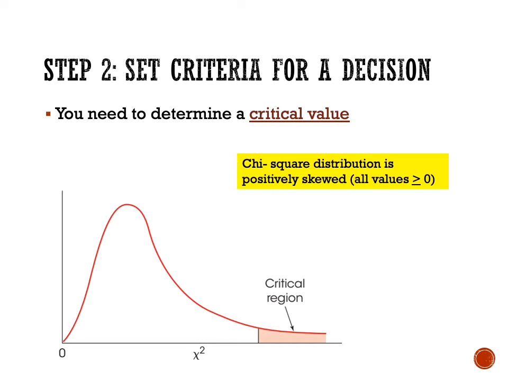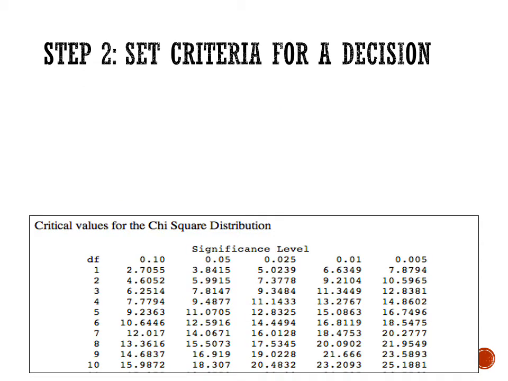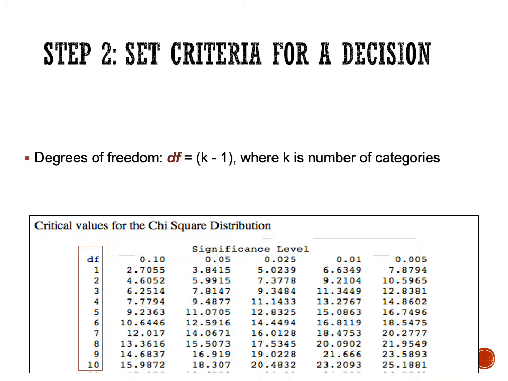And to do that, we use a chart. So this is what our chart looks like here. You have this also in your formula packet. And to read this chart, we need 2 things. First, we need DF, which is degrees of freedom. And then we also need to know our significance level. For the chi-square statistic, the formula for degrees of freedom is K minus 1. So K is the number of categories.